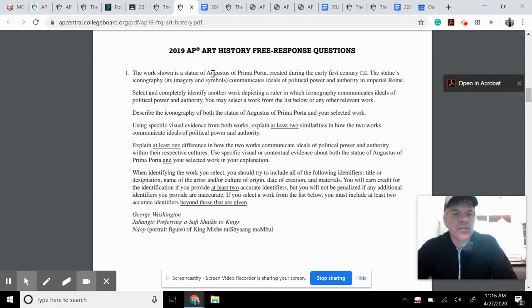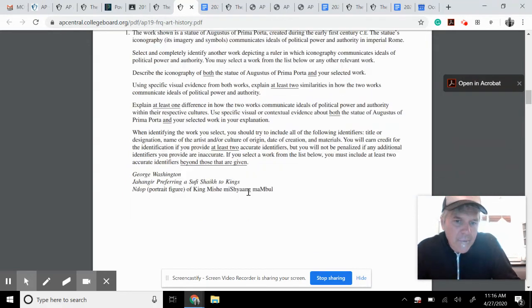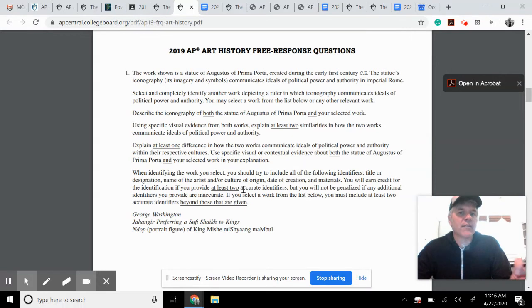All right. So this one was about the Augustus of Prima Porta, and it's talking about ideals of political power and authority. It first says, select and identify another work depicting a ruler in which iconography communicates ideals of political power and authority. You may select a work from the list below or any other relevant work. That would be 1 task point. I don't know if they're going to do that one or not, to be honest, because that's identifying, and that's something you could Google. But for our purposes, that's task point 1.